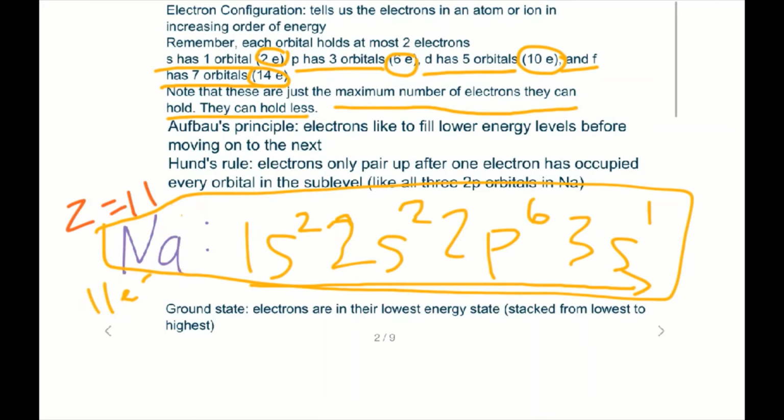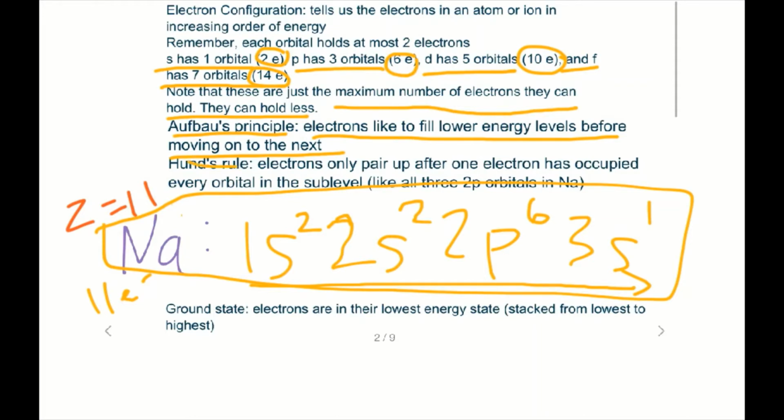So now that I showed you this example, let's look at some principles or theories that are behind this. Aufbau's principle states that electrons like to fill lower energy levels before moving on to the next. So, for example, the electrons in sodium like to fill in lower energy states before moving on to the next. Now let's look at our second rule.